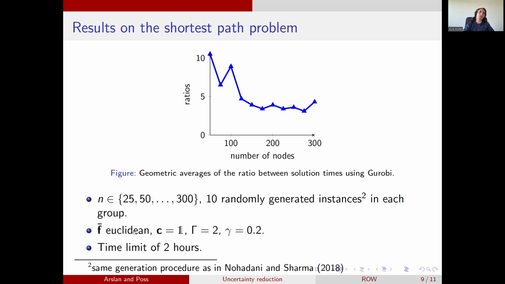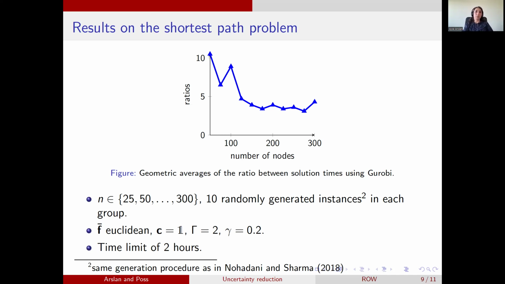The cost coefficients are based on Euclidean distances. And the cost of uncertainty reduction is 1 throughout. The budget is fixed to 2, and the reduction parameter is fixed to 0.2 for everyone. And the time limit is 2 hours. So in this set, all of the instances were solved to optimality by both approaches. But you see that the algorithmic approach was between 3 to 5 times, I think, faster than the MIP approach in this case, using the commercial solver Gurobi.